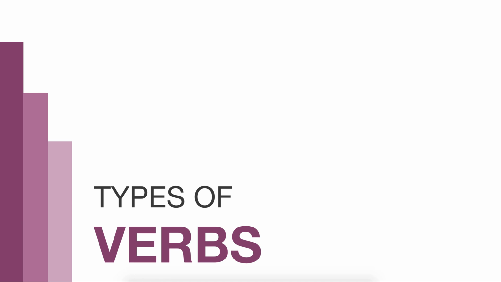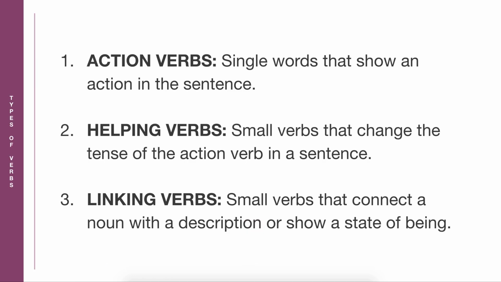Beyond parts of speech, though, we need to talk about the different types of verbs that exist in the English language, and there are three of them. The first type of verb is an action verb, and the action verbs are single words that show an action in a sentence. So these are the ones that are most obvious. They are talking, walking, parading, dancing, frolicking. All of those words are action verbs. Helping verbs, on the other hand, are small verbs that change the tense of the action verb in a sentence, and we'll look at examples of those in just a moment.